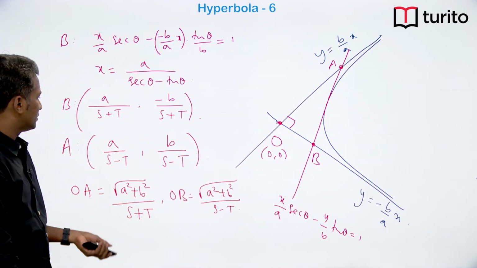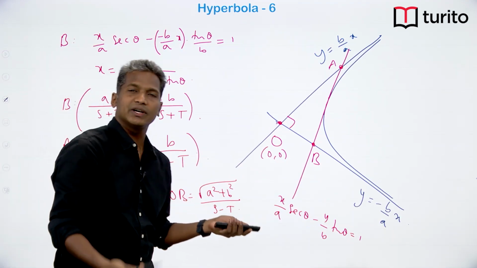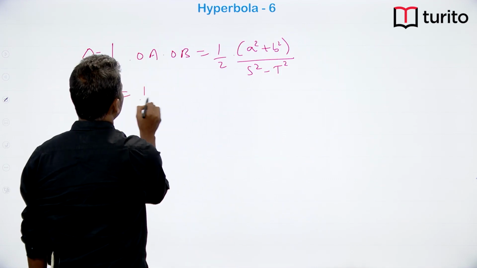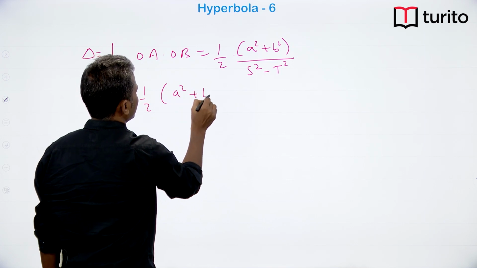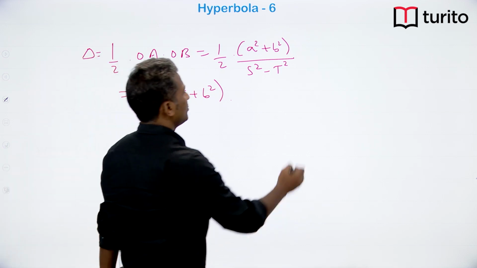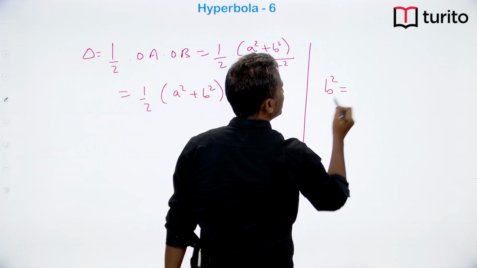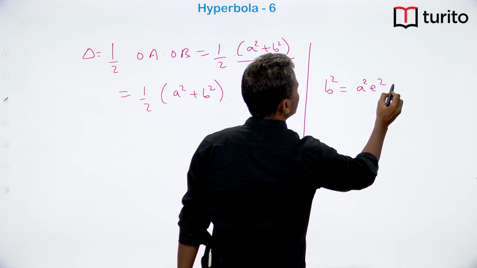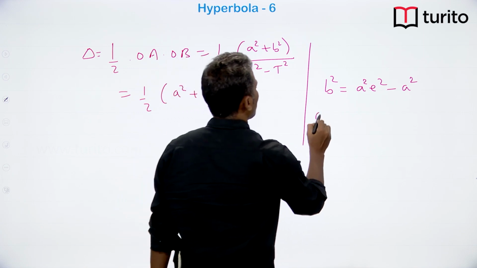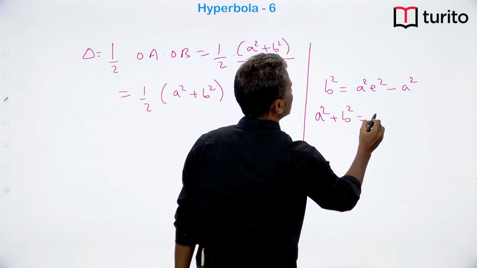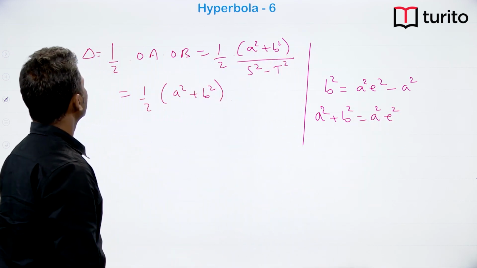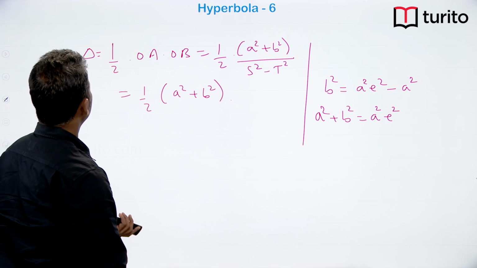That is what we get in the denominator, and we know that sec square theta minus tan square theta is 1. So, we can say that this is going to be equal to half into a square plus b square. Now, can we get this value a square plus b square? Of course, we can, because we know that b square is going to be a square e square minus a square. So, what is this a square plus b square? It is coming out to be a square into e square, right? Okay. So, still we are not getting it.